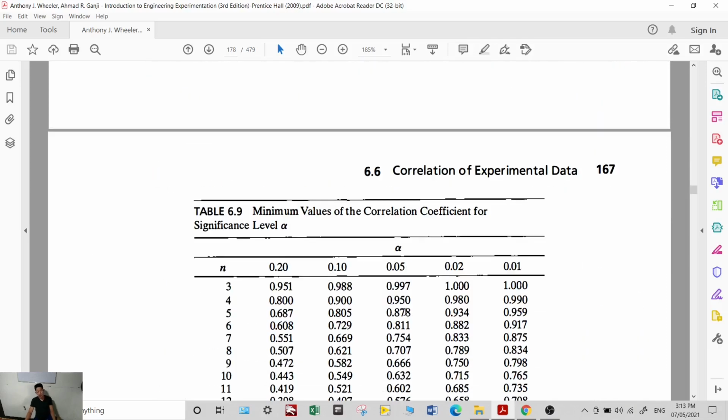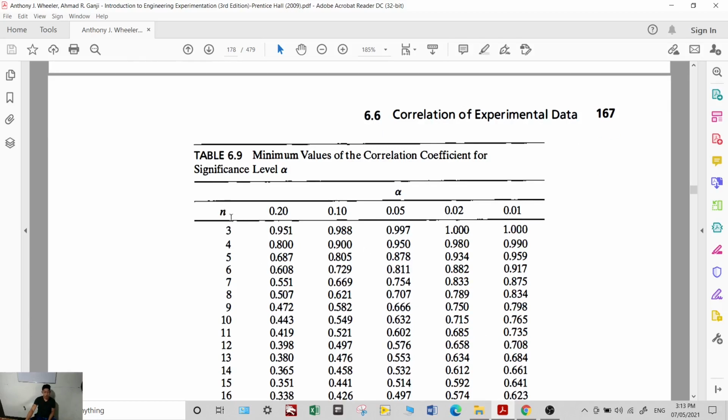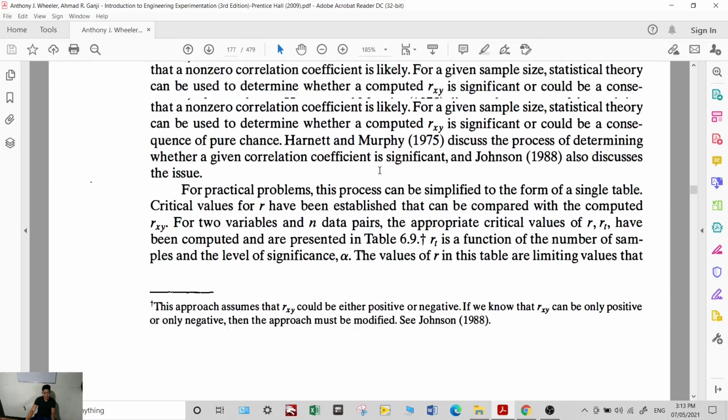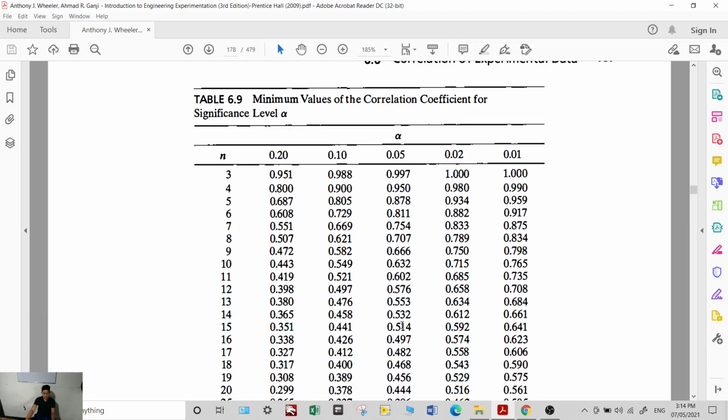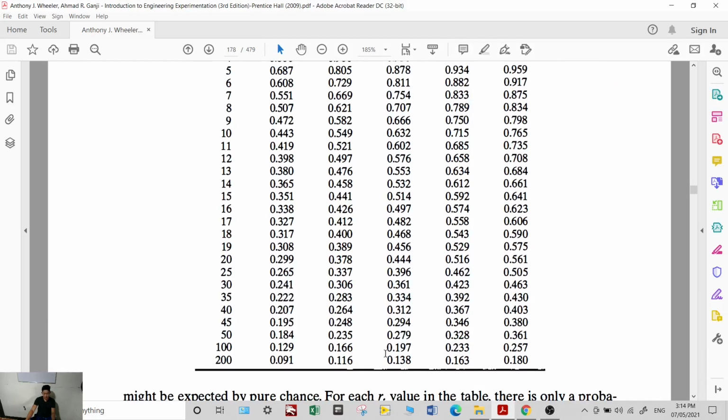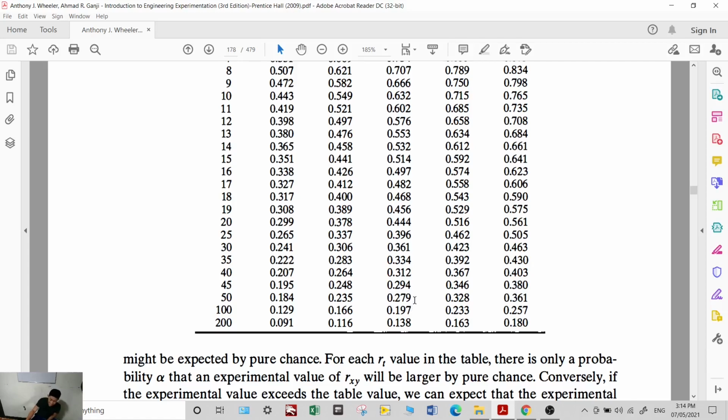Now, you have a table here of minimum values of the correlation coefficient for alpha, or the level of significance. These values have meaning. If you have n equals 3 samples and your significance level is 5%, so 0.05, then the correlation coefficient r you get must be greater than or equal to 0.997 in order for you to conclude that there's a strong correlation between the x and y variables. As you increase the number of samples, the correlation coefficient needed becomes smaller.